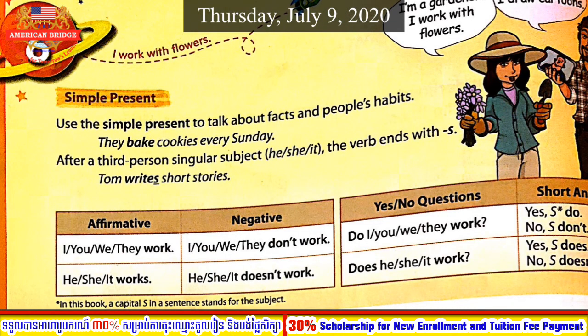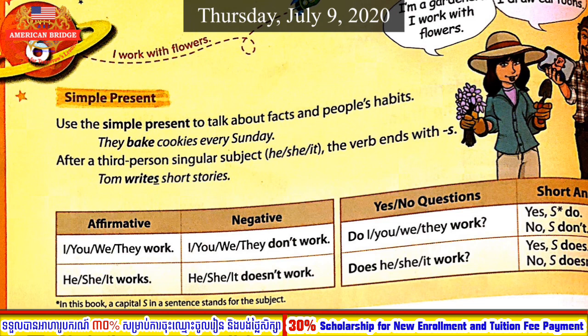Okay, so now we have finished two exercises on page 30, and we also finished our first video. It is about simple present. So remember, we use simple present to talk about the facts and people's habits. In the affirmative form, we don't need to add anything to the verb when our subject is I, you, we, they. But when the subject is third person singular like he, she, it, we have to add s or es. We add es when the verb ends with letters ch, sh, x, and s, right?